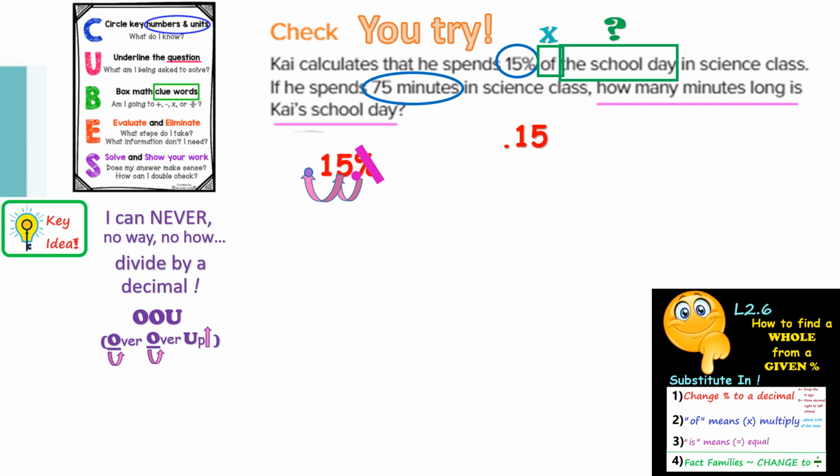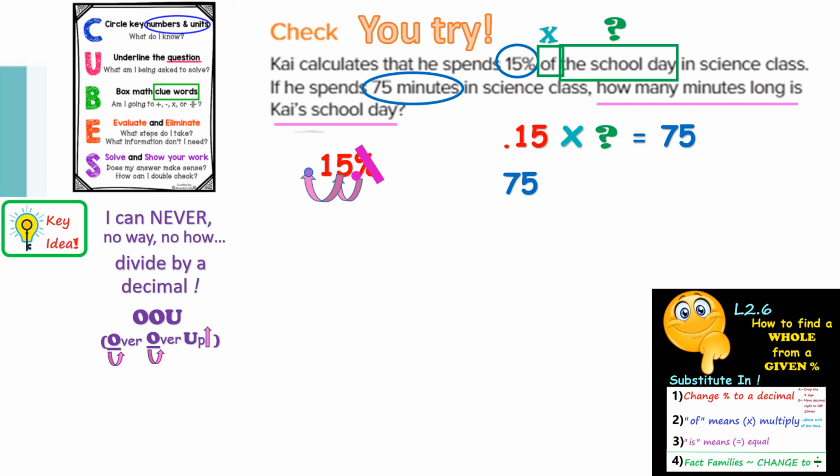So I set it up. I have 0.15, and I know I'm multiplying. What am I multiplying by? I don't know. That's the amount of time in the school day, right? So hopefully you got that, and then you put equals 75. Did you get that far so far?